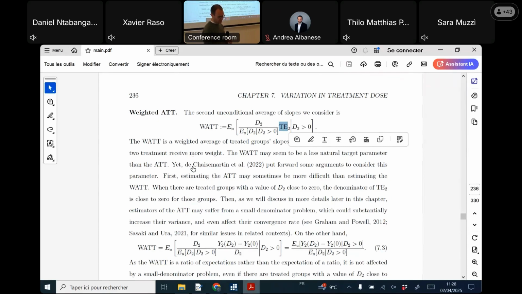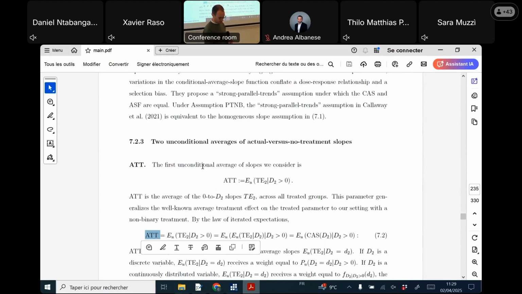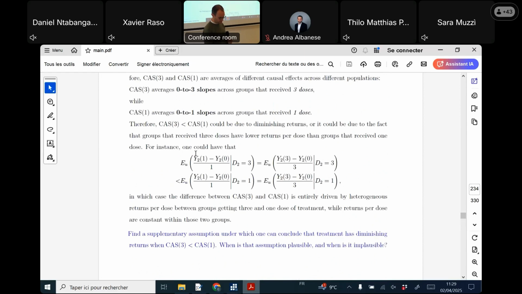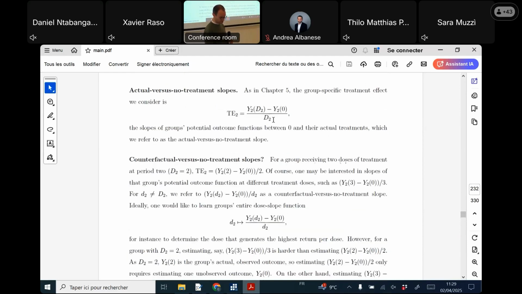So why do we consider that target, which might seem a less natural target than the ATT? There are actually 2 arguments for that. The first one is convenience, in the sense that estimating this parameter might be much easier than estimating that one, especially when we have treated units that receive a very small treatment dose, a dose that's local to 0. In that case, it's actually possible to show that you won't be able to estimate the ATT at the standard square root of G parametric rate. You're going to be able to estimate that parameter at a slower rate. Why is that?